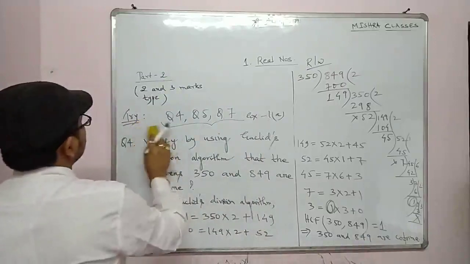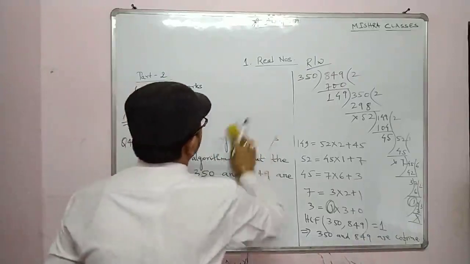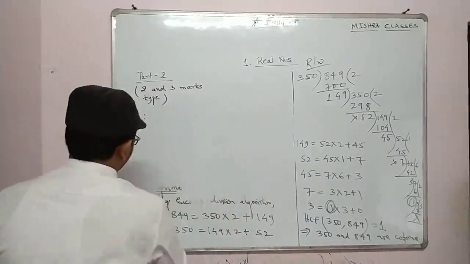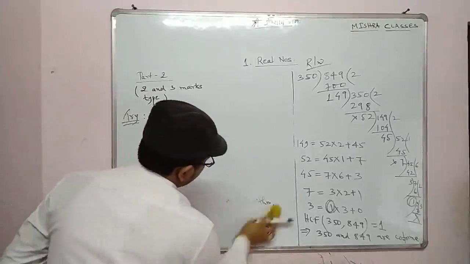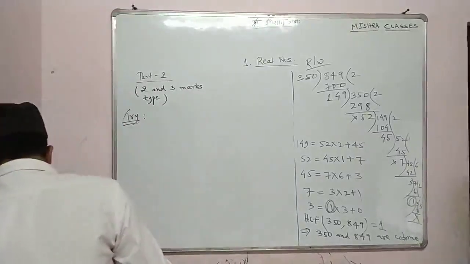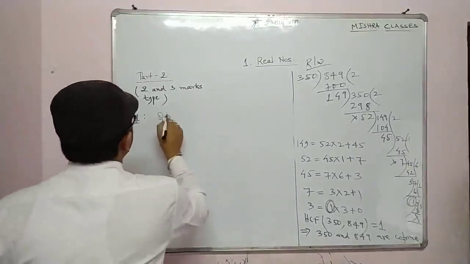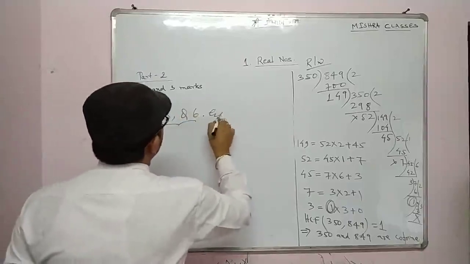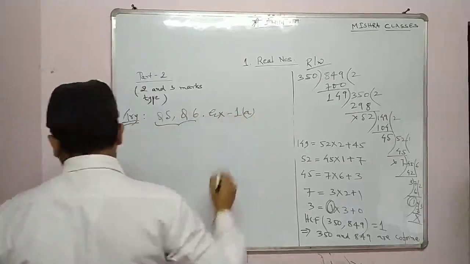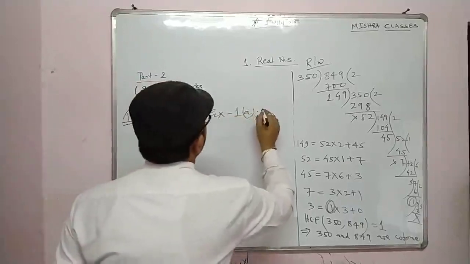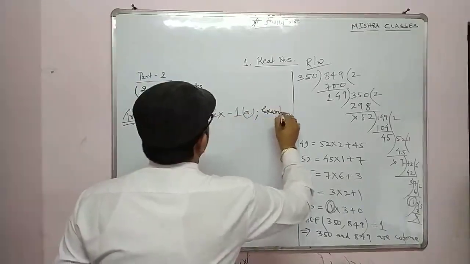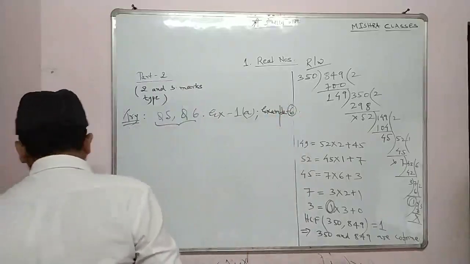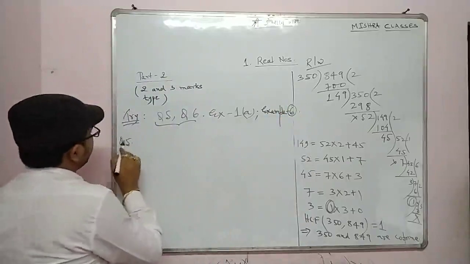Next, do some try questions based on this. Now, based on this, you have to do question number 5 and question number 6. These are from exercise 1A. And then you try example 6. Example 6 is already solved. Next, we'll do question number 5. Is it clear?